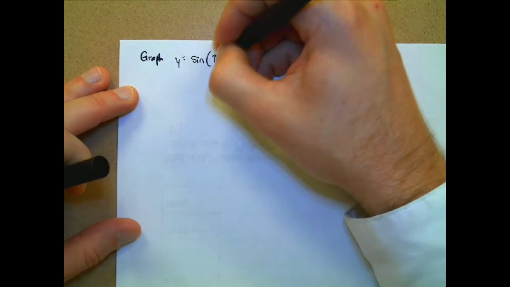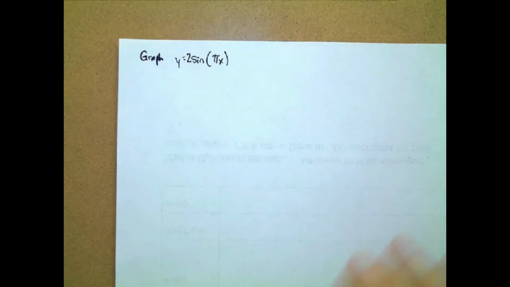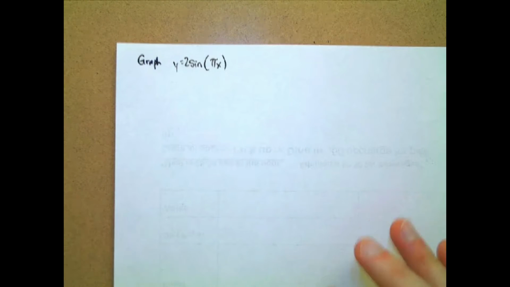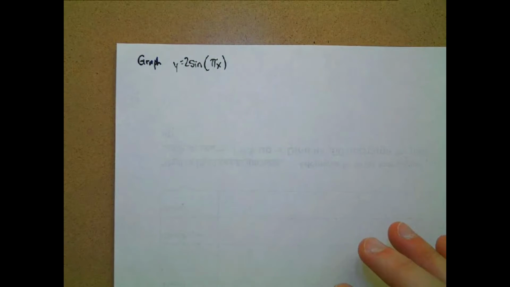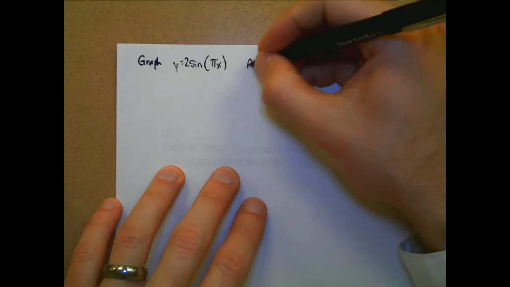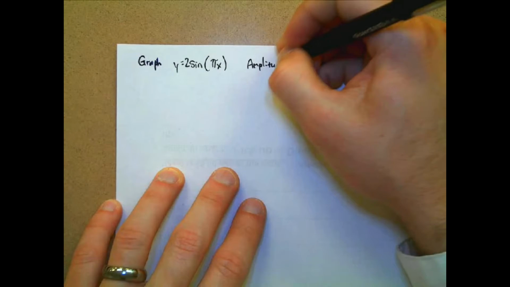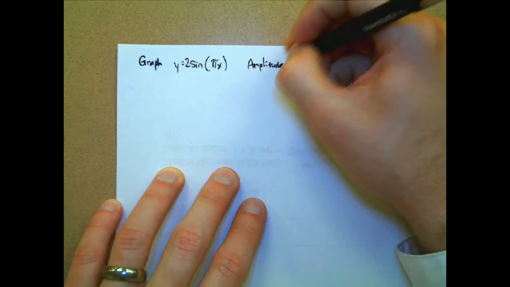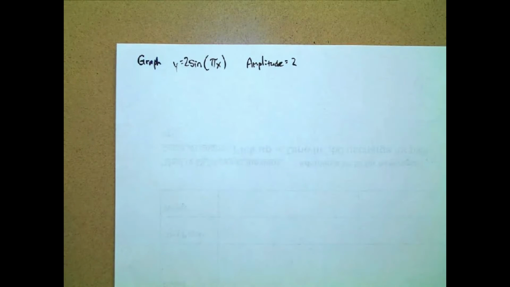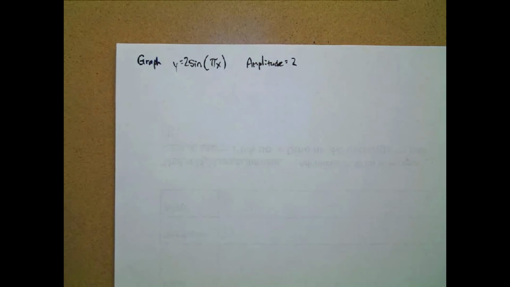Now let me do this. I'll start mixing in things here. We'll make it y equals 2 times the sine of pi x. Okay, 2 times the sine of pi x. Okay. What is the amplitude for this graph going to be? 2. Okay. Is our period going to be adjusted at all? Is it going to be transformed at all?